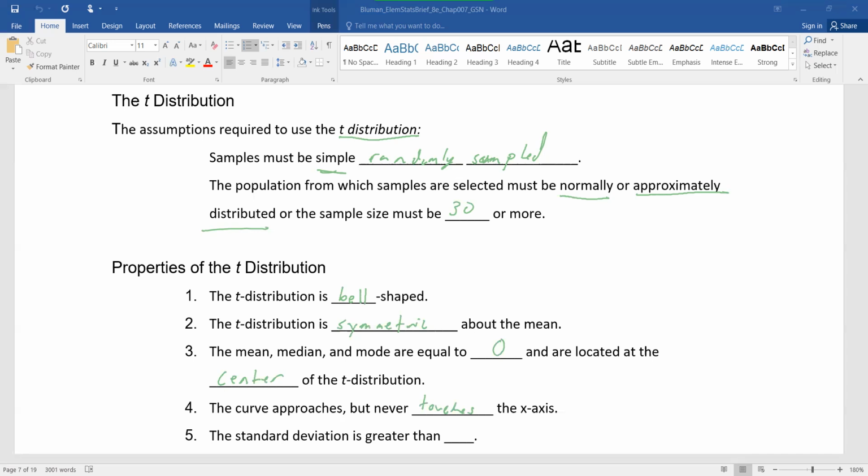The standard deviation is greater than 1. The T distribution is a family of curves based on degrees of freedom, and we'll talk about this in a second, which is related to the sample size. And the last one, as the sample size increases, the T distribution approaches the standard normal distribution.